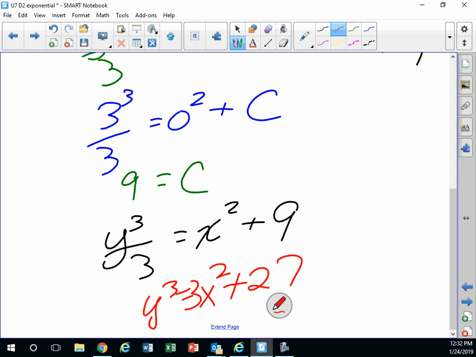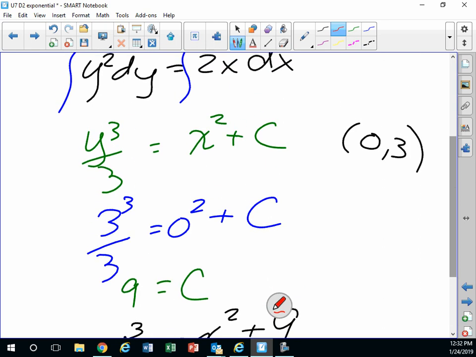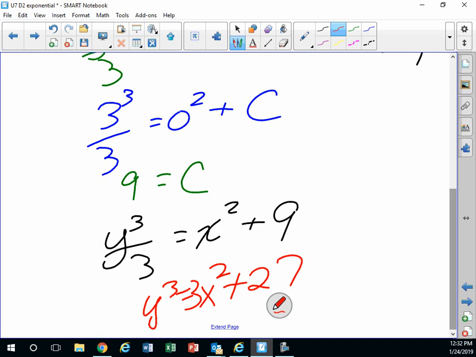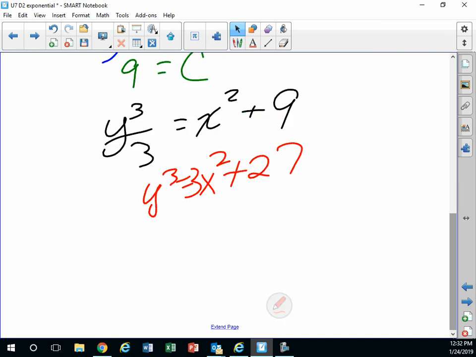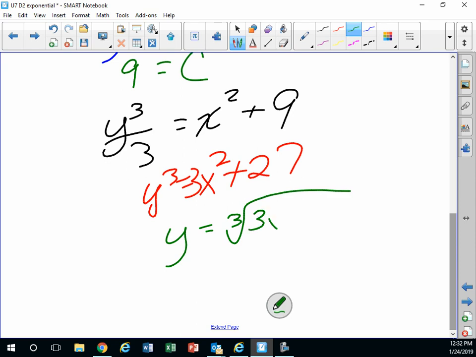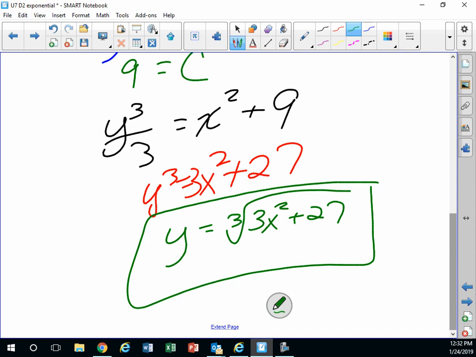If you got y cubed first and then solve for c, your c is 27. Yes. I find my c after getting y cubed. I didn't solve for y yet. This is a great case where your c would be very different. And then y equals the cube root of 3x squared plus 27. If you can solve for y, you should.